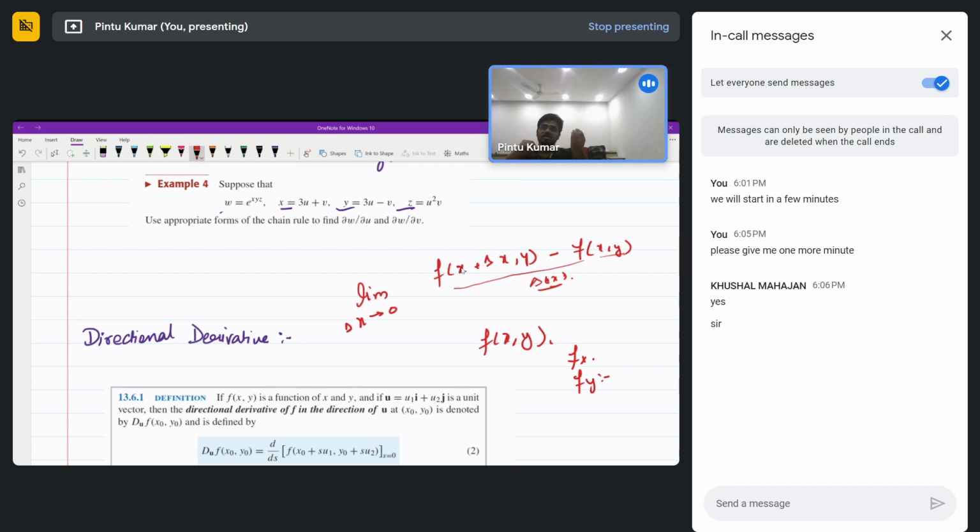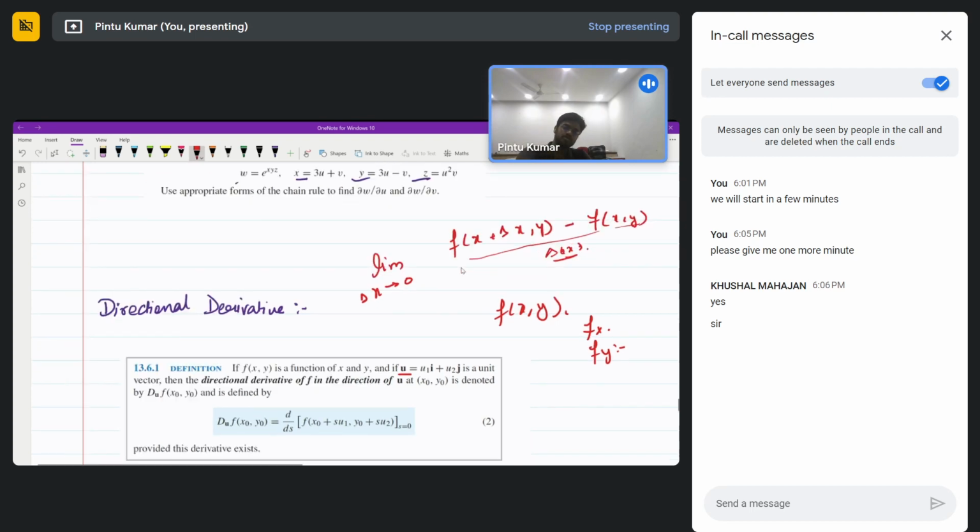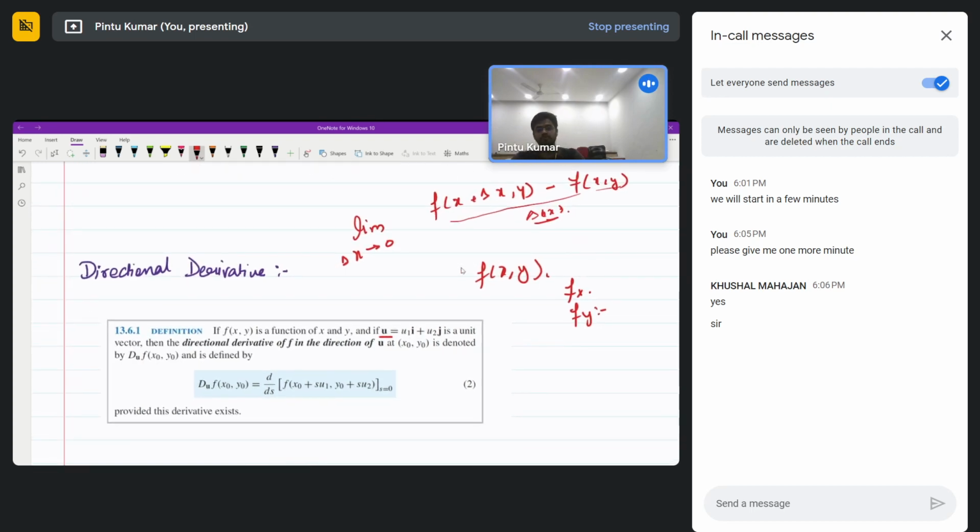Now the question is, if you want to see or observe the change in function with respect to some arbitrary direction u, what you want to do is, you want to see if I move a little bit in direction of u, how much my function varies. So it is simple and it is given by this particular formula.